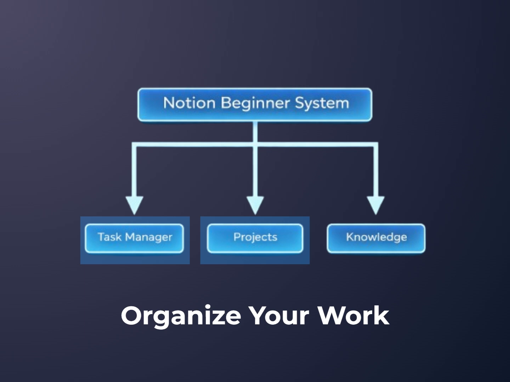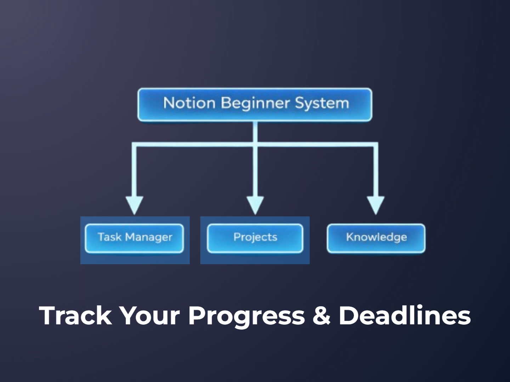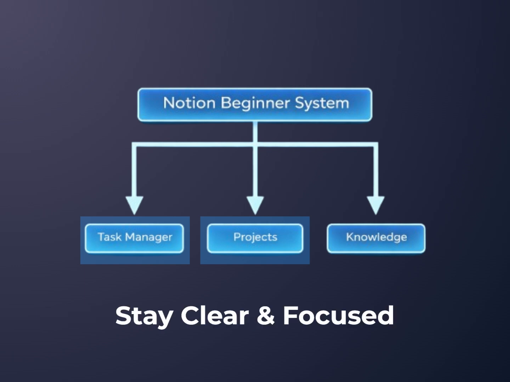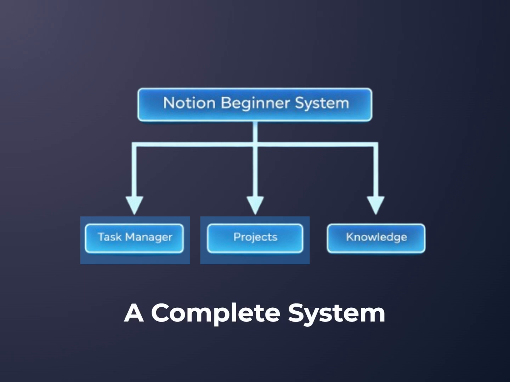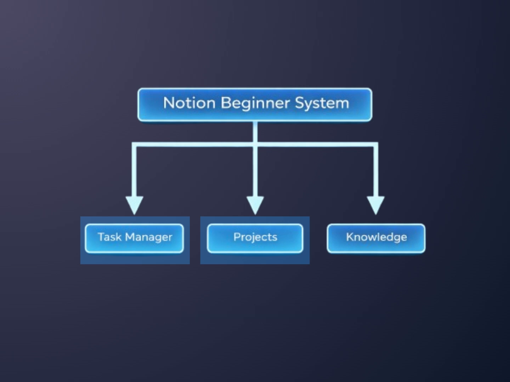This means instead of looking at everything as individual tasks, you can now group your work into bigger categories, making it easier to manage and plan. You can also use a status to track your progress and a deadline to make sure everything stays on schedule. This helps you stay organized, focused, and clear on what needs to be done next. And this is what makes your system more powerful, because now your tasks and projects are connected in a simple and structured way.